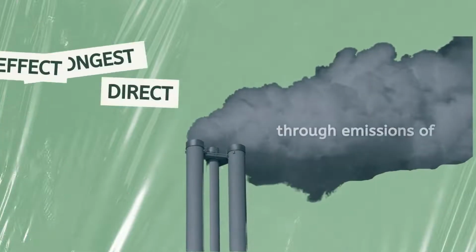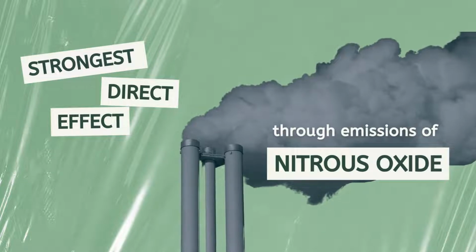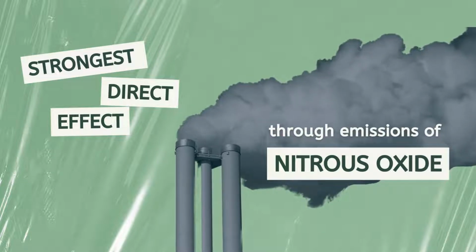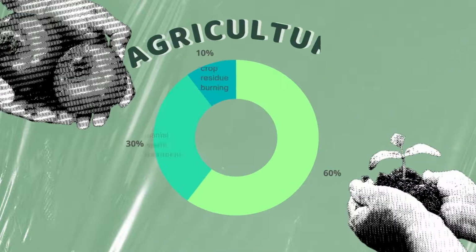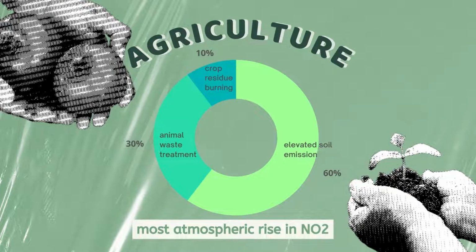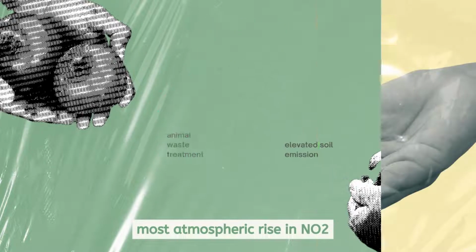The strongest direct effect of an altered nitrogen cycle is through emissions of nitrous oxide, a long-lived and potent greenhouse gas that is increasing steadily in the atmosphere. Globally, agriculture has accounted for most of the atmospheric rise in nitrous oxide.